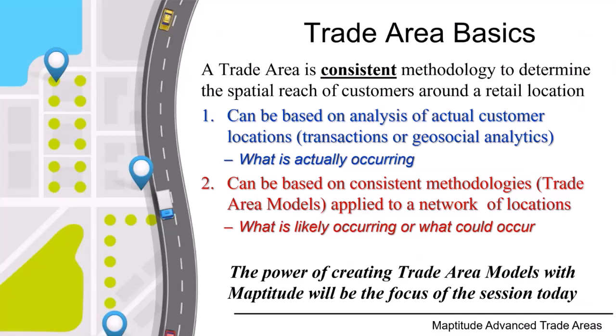In order to get some really useful analysis, you want to do what ifs. What will happen? What could happen? And for that, you need to create model trade areas. So that gets you to the second methodology. And that's a trade area model that you can apply to a set of locations. And then you can do what ifs, because you could run it on one scenario, maybe change your locations around, run it again, and see what changes. And Maptitude has some excellent methodologies to create trade areas.